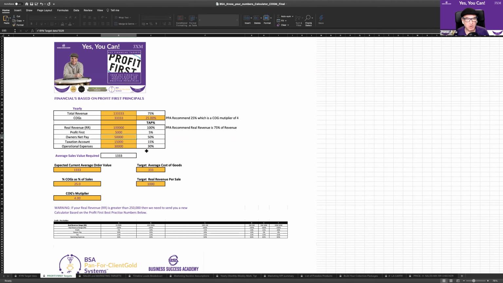So that's how all this fits together. But at least if I do this, now for those of you who are in PPA and have done the numbers, you'll see that their best practice is slightly different than this. So their best practice for a business like this is the owner's pay is actually 40%. So this would be 40,000. And the operational expenses is 40%, is 40,000.